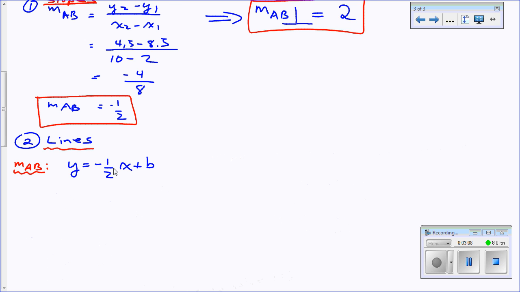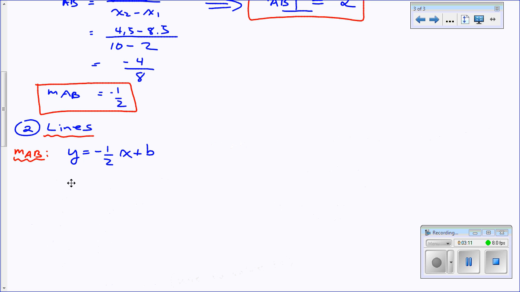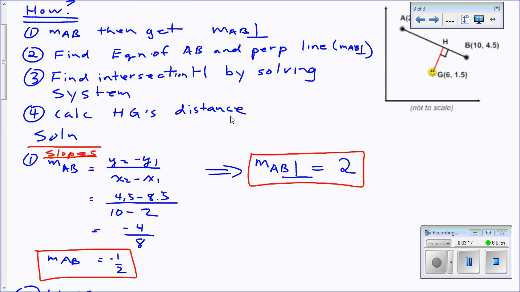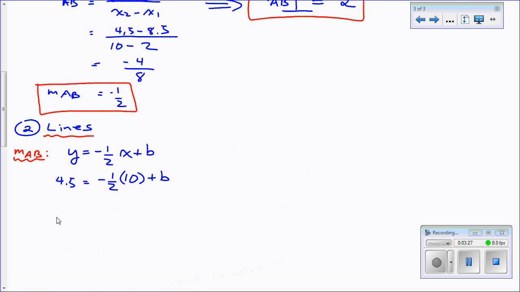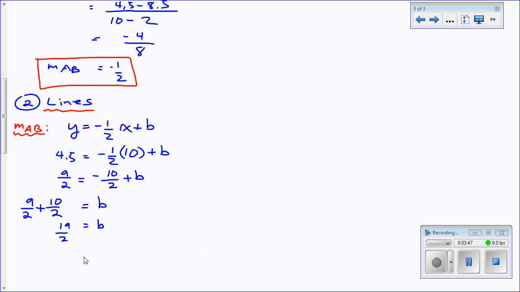So we start with our basic equation y equals mx plus b, and then we solve for b by taking one of the points. We're taking either B (10, 4.5) or A (2, 8.5), and subbing in for x and y. And when we go through this solution, you notice that 4.5 can be written as 9/2. So now you've got two fractions on either side, and all we're going to do is bring those to the other side to get something like this, which simplifies to 19/2. Now, notice I'm leaving that as a fraction for you guys as a challenge for later.